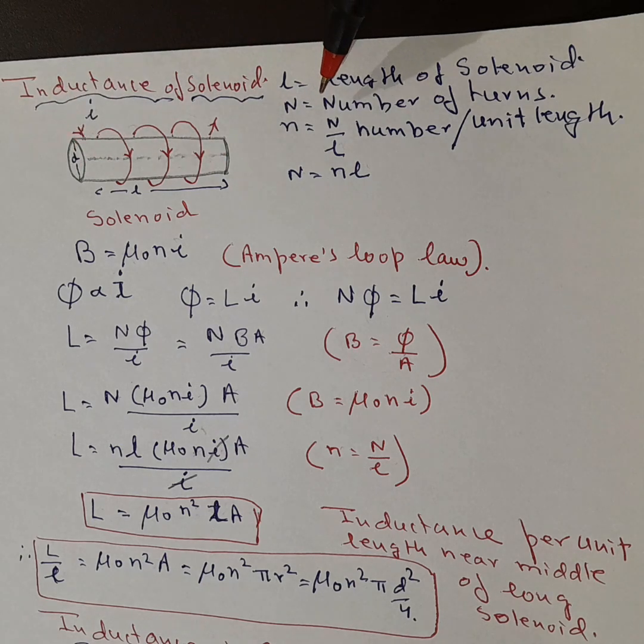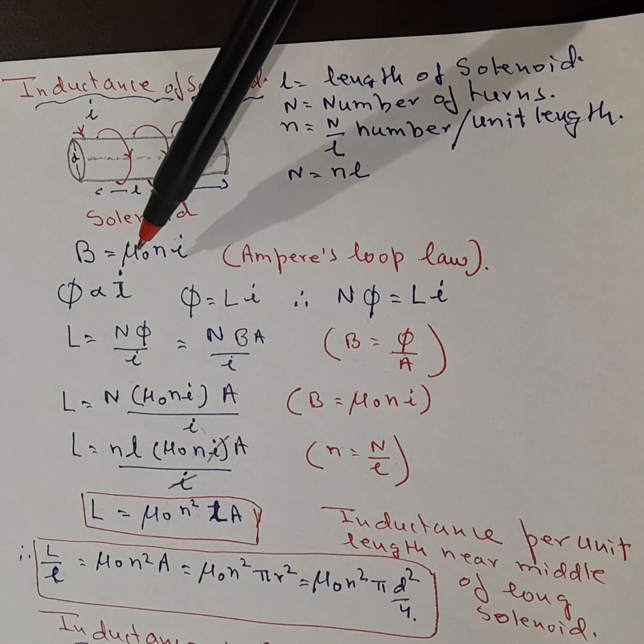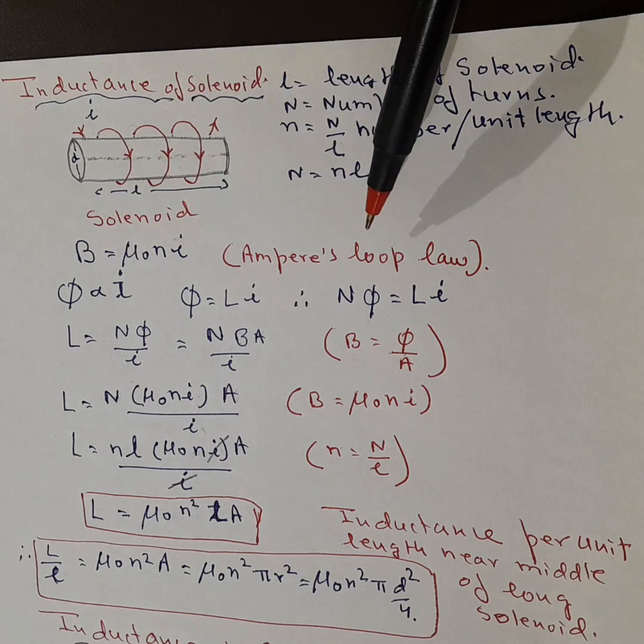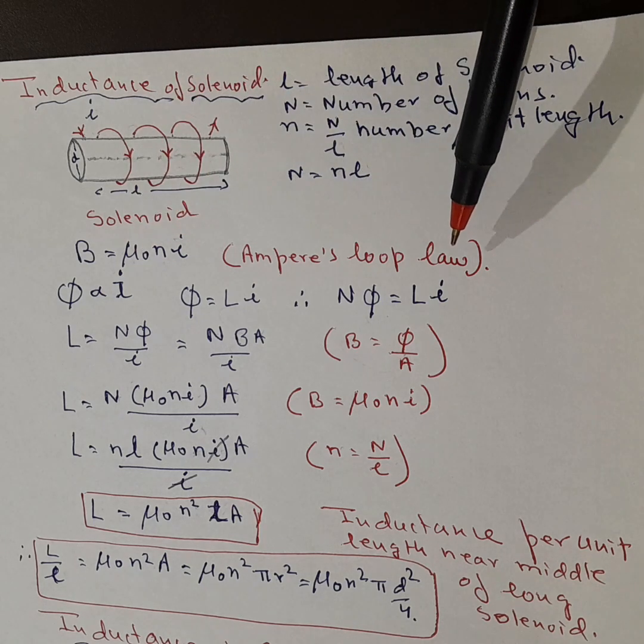We have already seen that capital N is the number of turns, and small n is the number of turns per unit length, so it is capital N upon L. So capital N is equal to nL. Now B is equal to mu 0 n i. This we had seen in Ampere's circuital law.